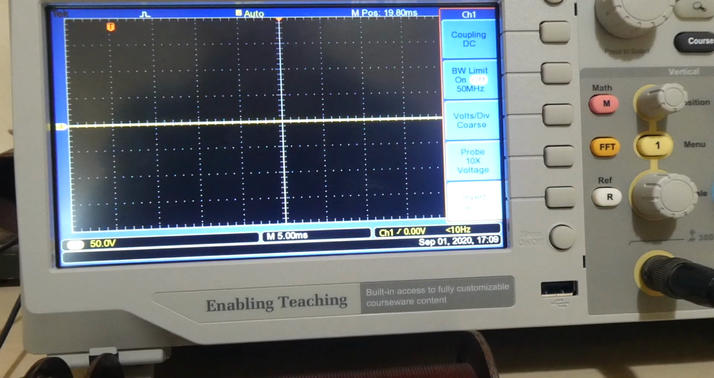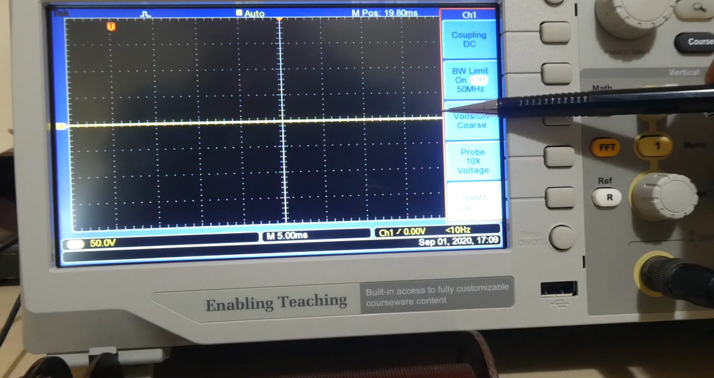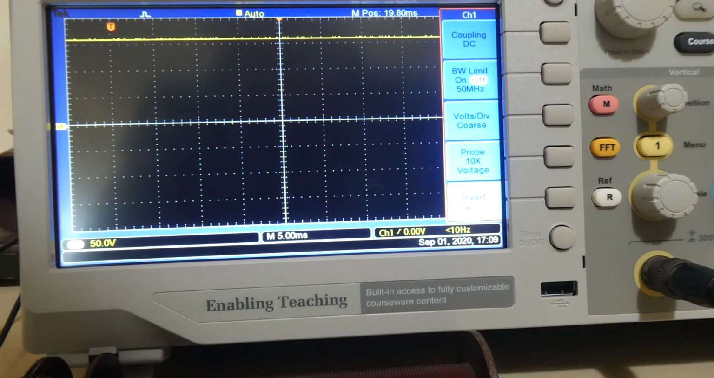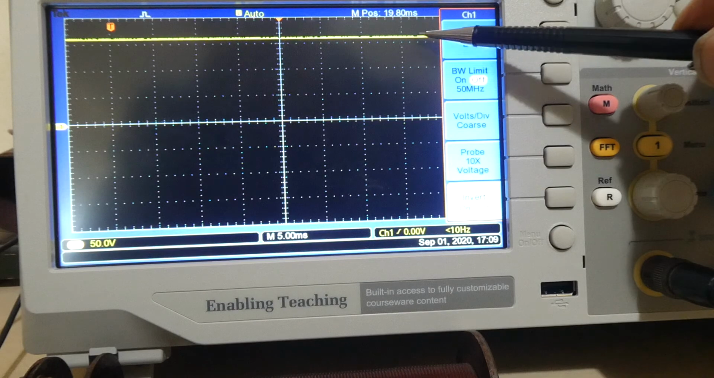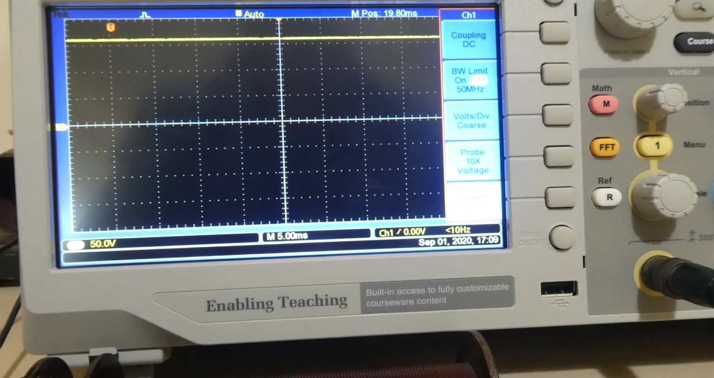My power supply is switched off. The oscilloscope is running with the beam across the center of the screen. If I switch the power supply on, we have 5, 10, 15, 16 volts, which is around about where we were with the offload voltage.